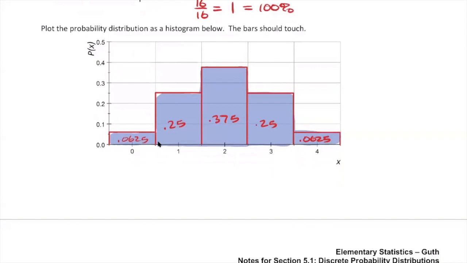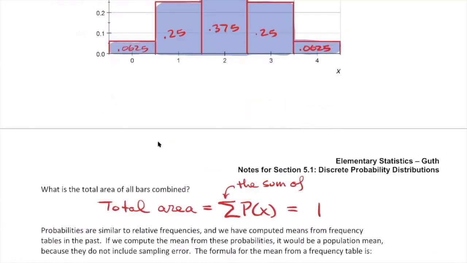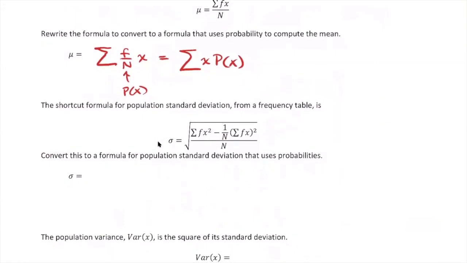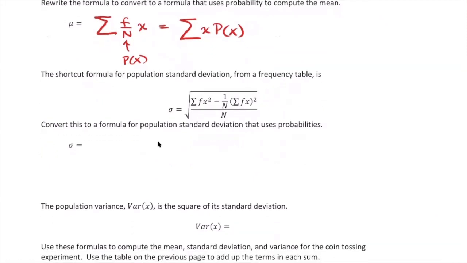Any distribution of values has a mean and a standard deviation. And this is a distribution of probable values. We still want to know what the mean and the standard deviation is. So you can see the formula here for the standard deviation from a frequency table. And I'm just going to rework this a little bit this way. You've got this N in the denominator, so I think I'm going to write it as a 1 over N.